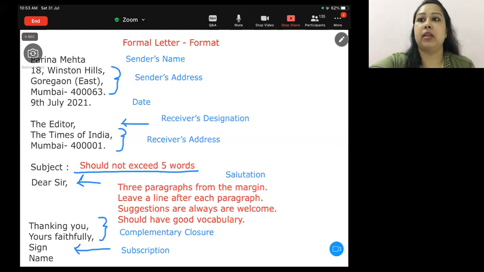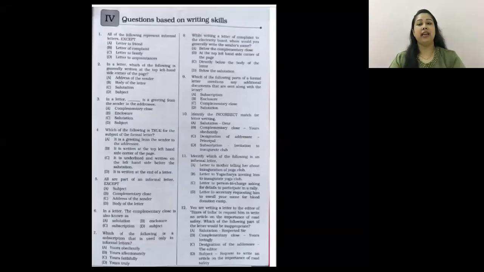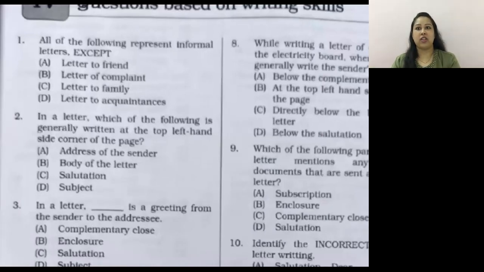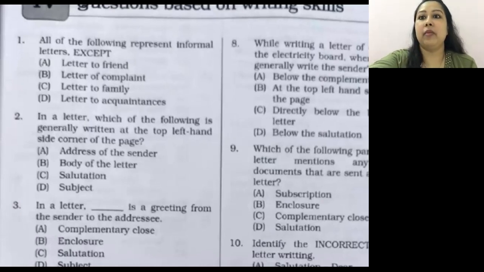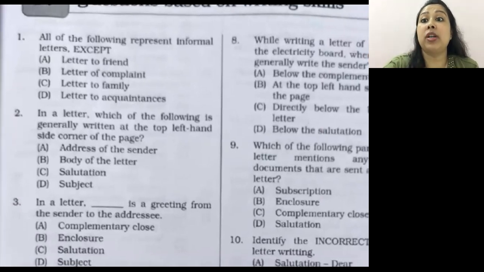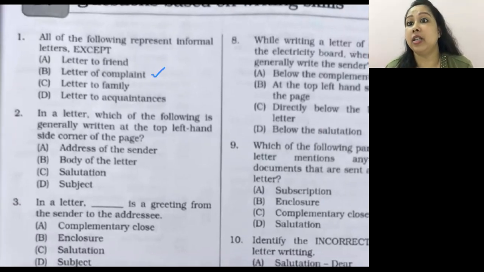Super. So let me just quickly go back to the questions. All of the following represent informal letters. Tell me. Very good. Letter of complaint is not an informal letter. It is a formal letter. Very good. This was easy. Super. Very good.